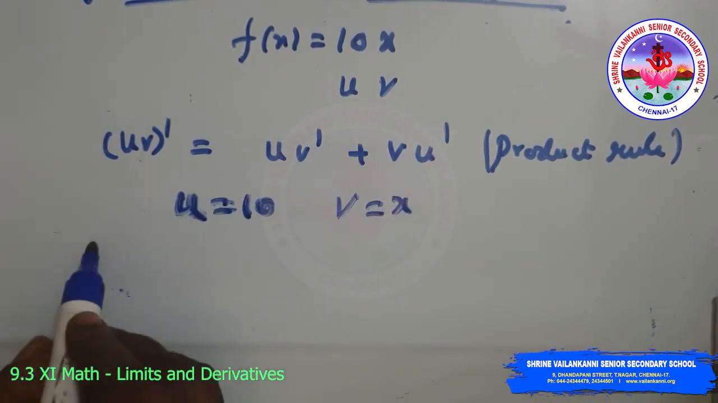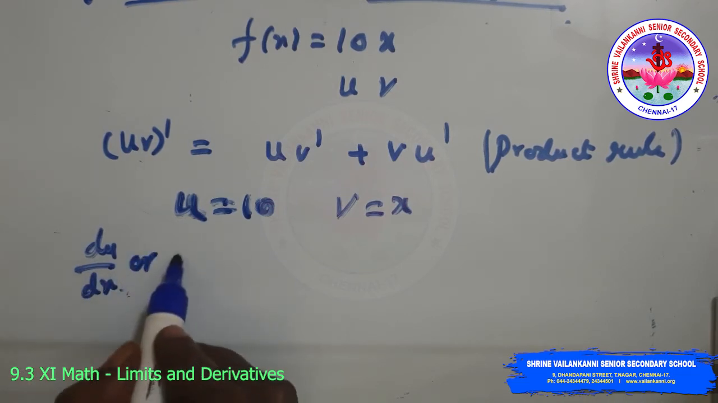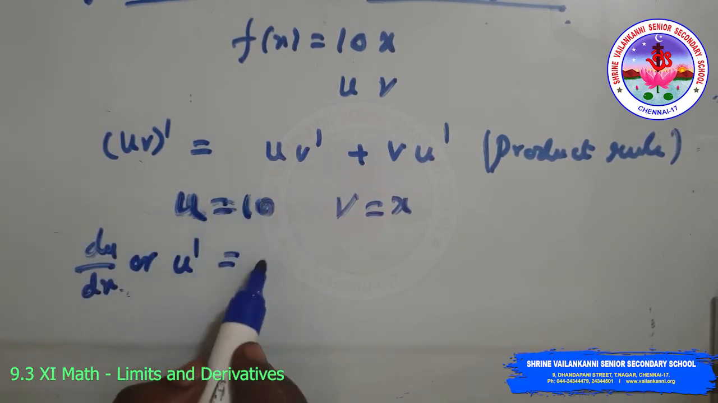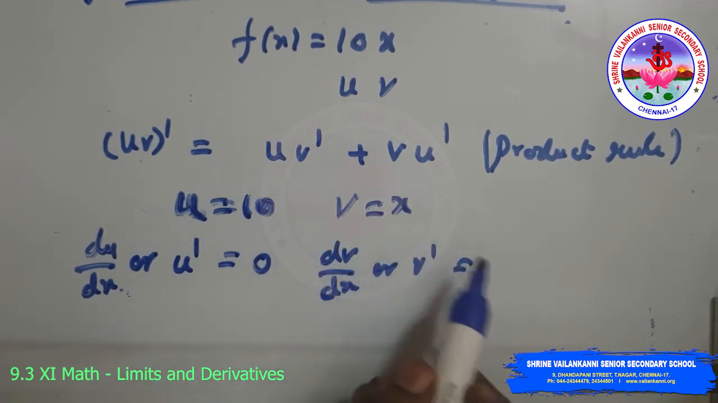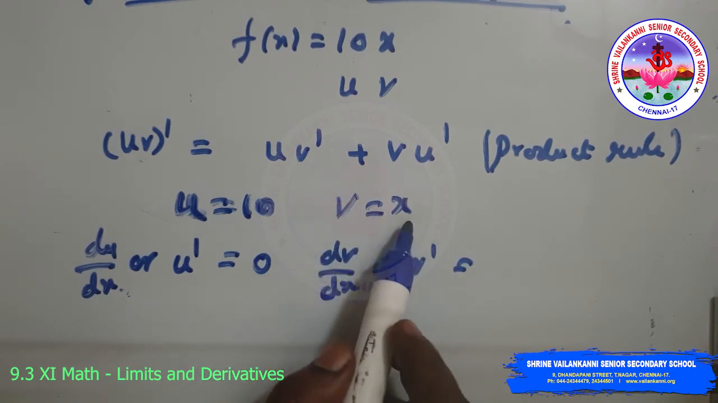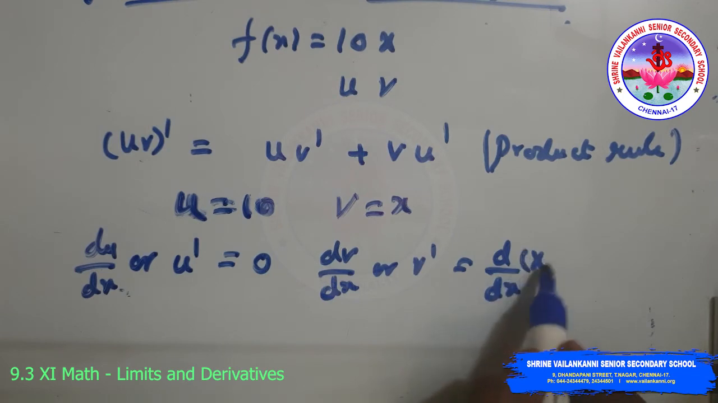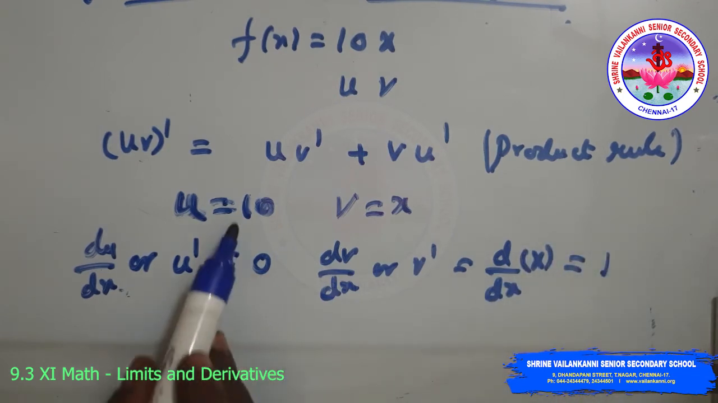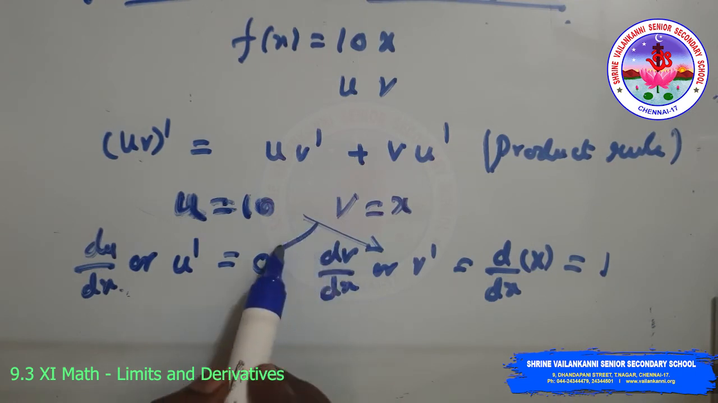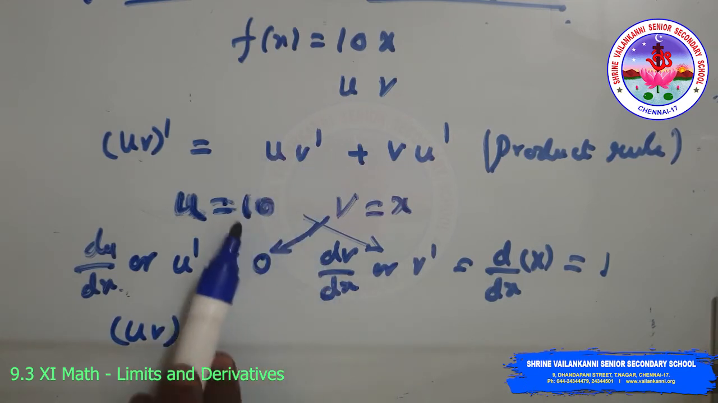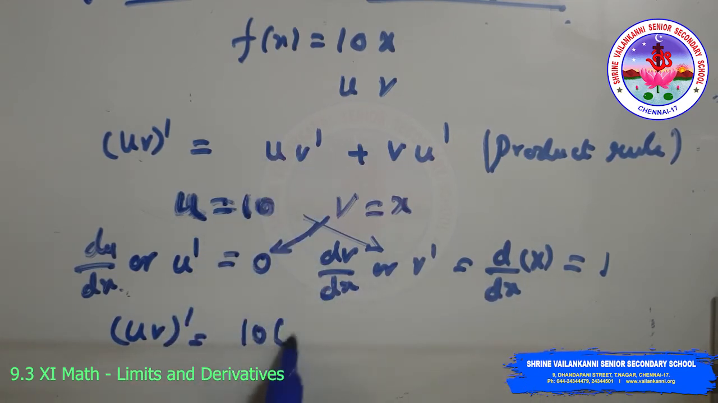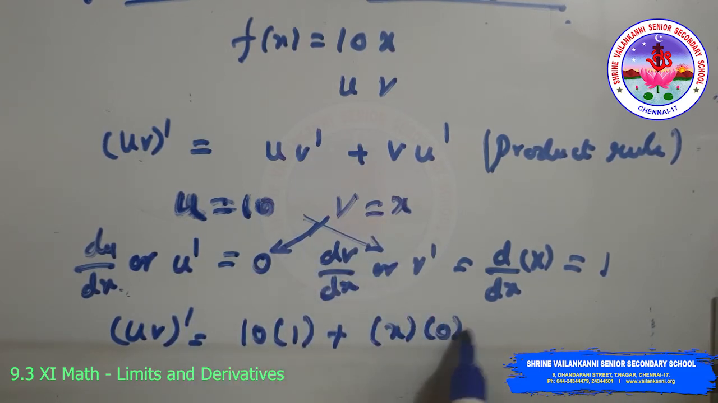Differentiating u, we can either write du by dx or u dash. U dash is, when we differentiate a constant, it is 0, and dv by dx or v dash, when we differentiate v, that is d by dx of x, is 1. So u into v dash plus v into u dash, the formula for the product rule. U into v dash, 10 into 1, plus v into u dash, x into 0, which is equal to 10 plus 0, which is 10.